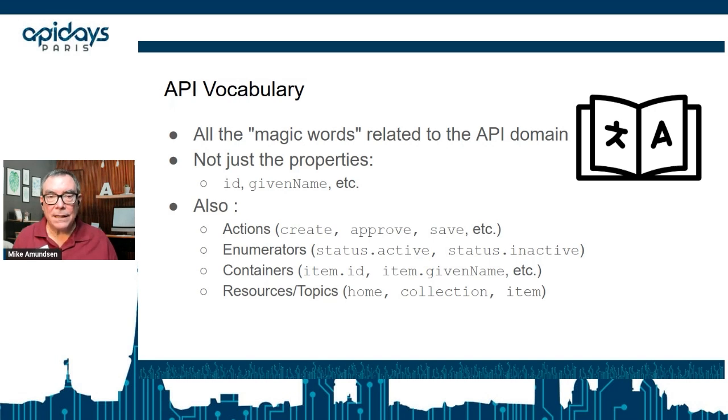It's not just ID and given name and family name. It's also create and approve and save. It's enumerators like status.active and status.inactive. It's containers like item and item.givenID and collection and list. And it's resources and topics, depending on what kind of API you're creating. The vocabulary is very, very rich.